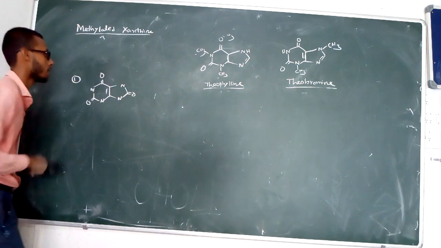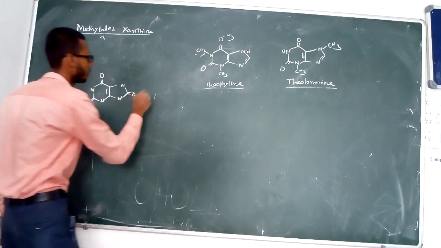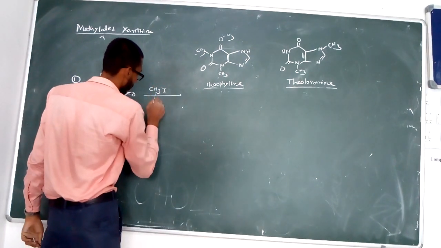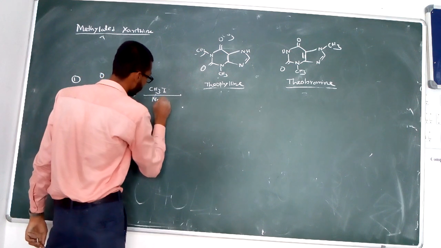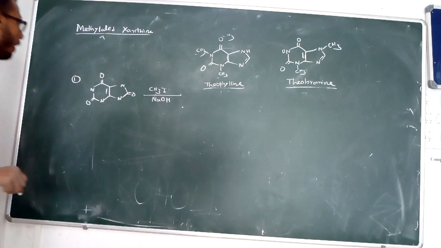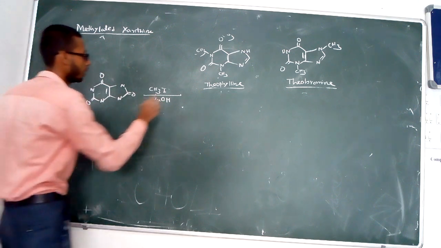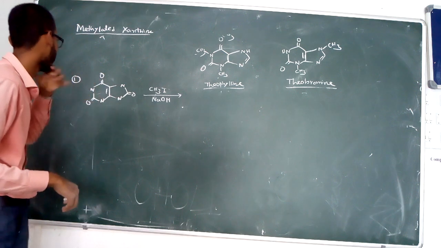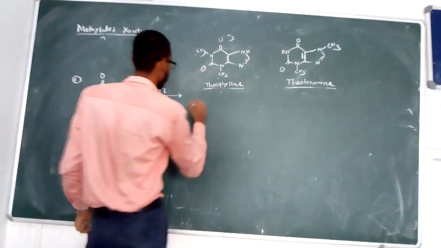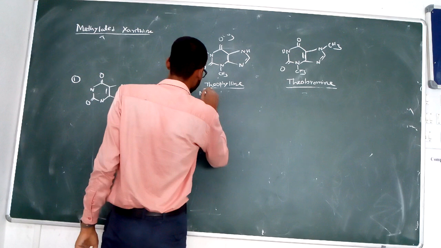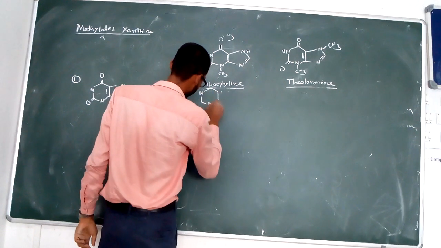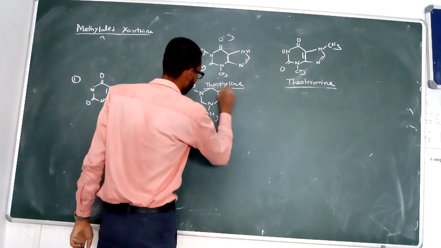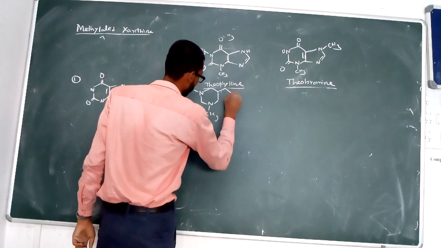That one is the uric acid we take, and it reacts with methyl iodide in the presence of sodium hydroxide. It becomes dimethylated because two molecules of methyl iodide are used, at the 1 and 3 positions. So it will produce the compound which is dimethylated at the 1 and 3 position, 1,3 dimethyl uric acid.